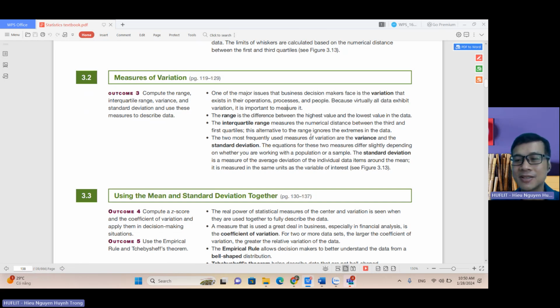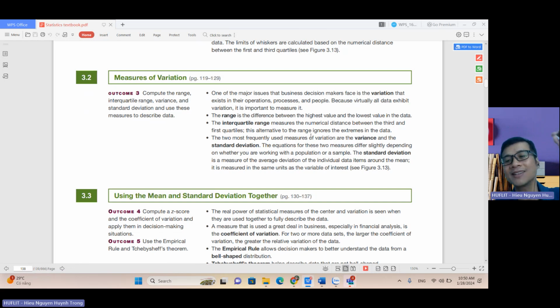You still remember the definition of the variation. Yeah, the difference, the gap among the data in the data set. And the first measure that we learn is the range. The range or the difference between the max and the minimum. It's very easy to understand. The gap between the max and the min in the data set. It's very simple. However, anything that is simple also has a weakness too.